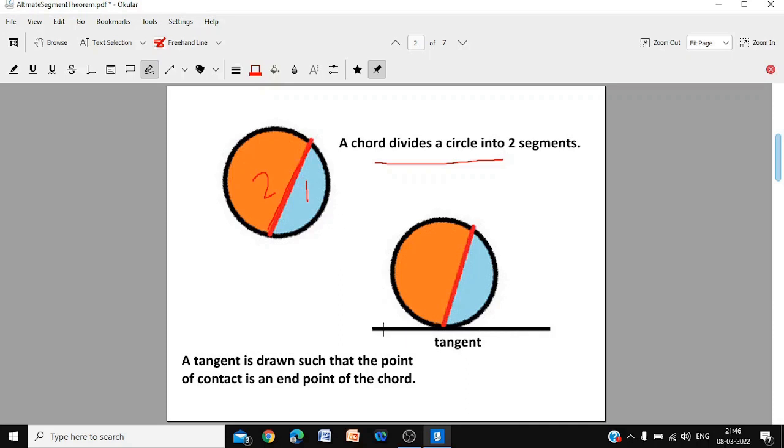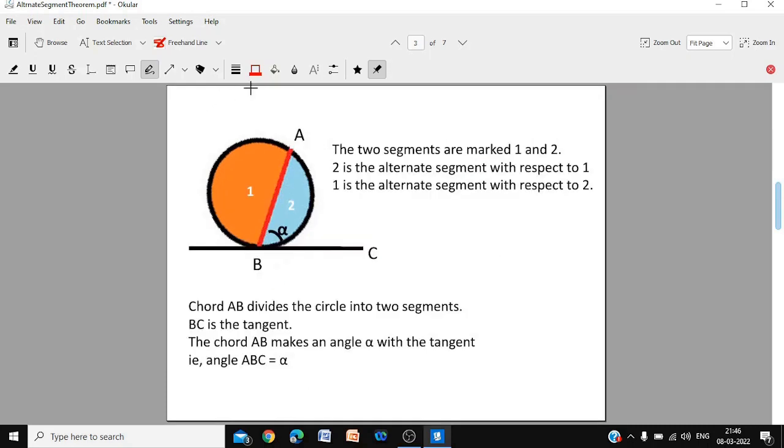And we have drawn a tangent through the end point of the chord. So when you draw a tangent through the end point of the chord, this is the common point, the point of contact of the tangent with the circle, and one of the endpoints of the chord will be the same point. We have marked the segments, this as segment 1 and this as segment 2.